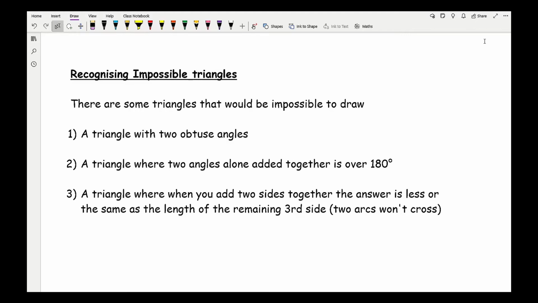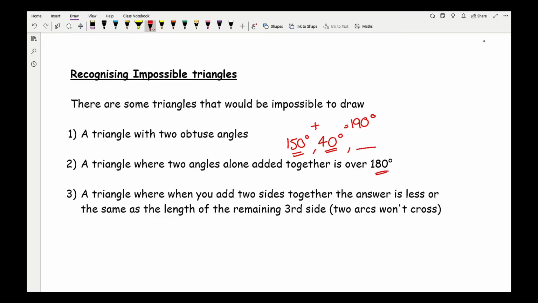The second one is a triangle where 2 angles alone added together is over 180. So for example, if I had an angle that was 150 and let's say 40 degrees, then, as this angle here is obtuse and this one is acute, when I add them together, they add up to make 190 degrees, but I need to add a third angle as well, which is not going to work. So again, any 2 angles added together must not go over 180 degrees.